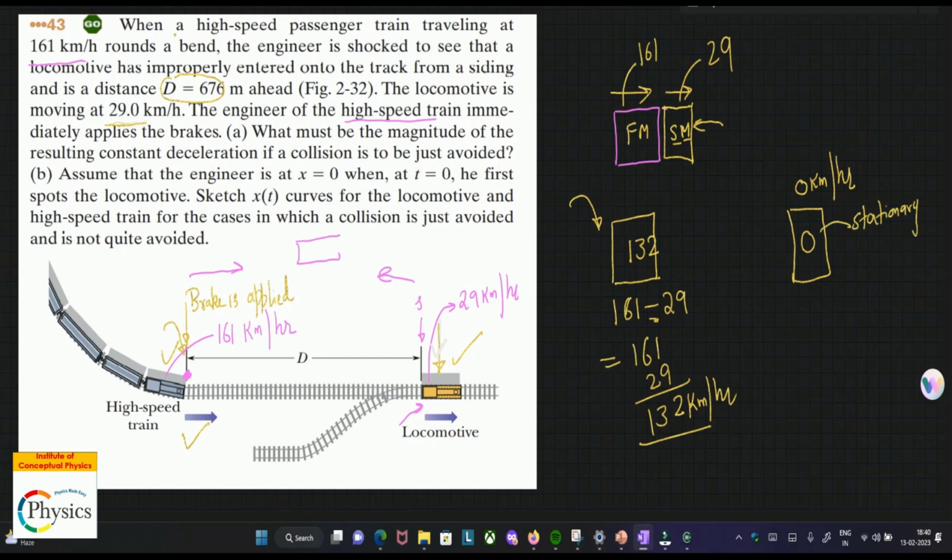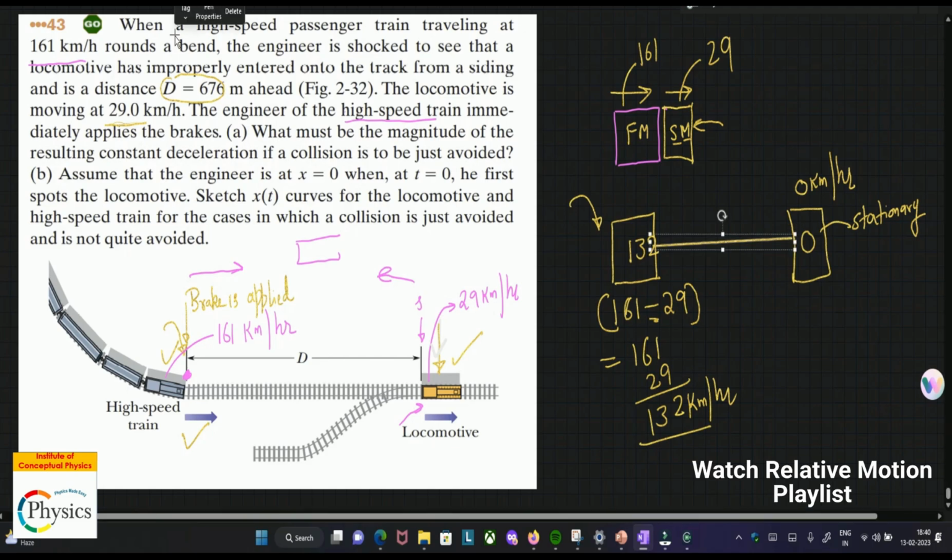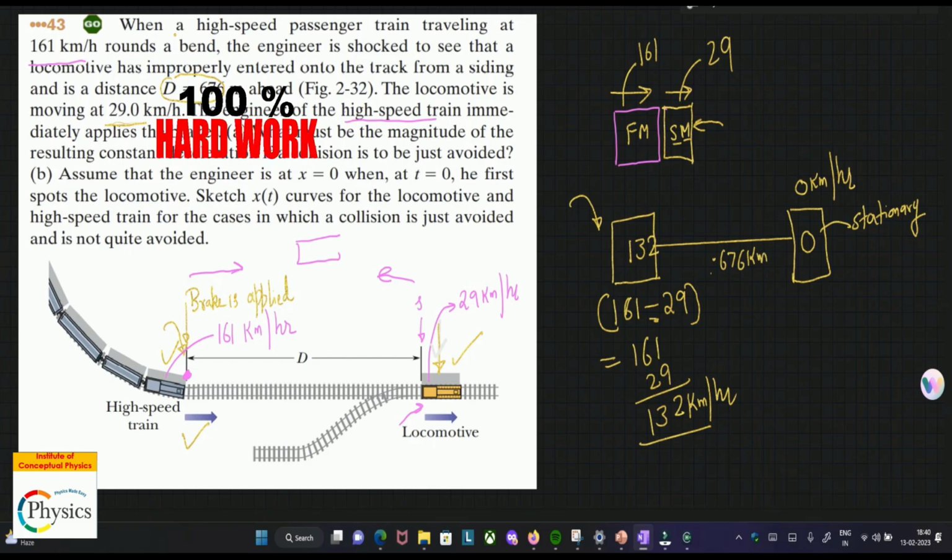I have transferred its velocity using the concept of relative motion. Why did I do this subtraction? Relative motion. You can go and watch my video on relative motion, with interesting numericals which are very, very useful. Okay. Now the distance between these two is how much? The distance between these two is, sorry, it's not 100, it's just about 0.676 kilometers. I have converted everything to kilometers, okay, because speeds are in kilometers.